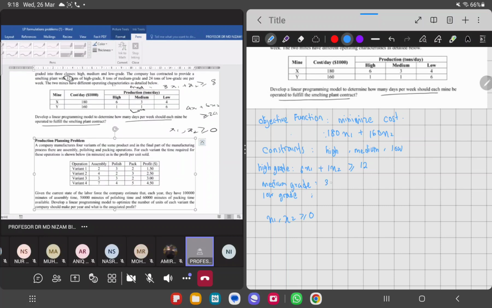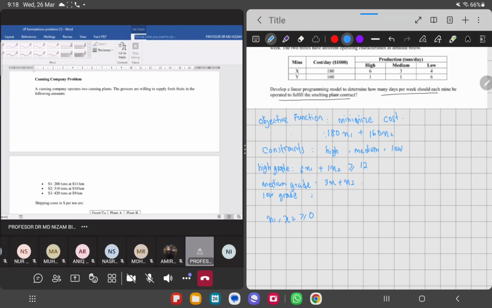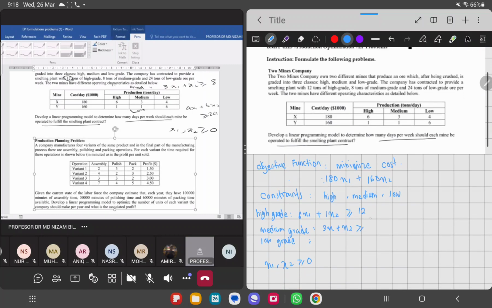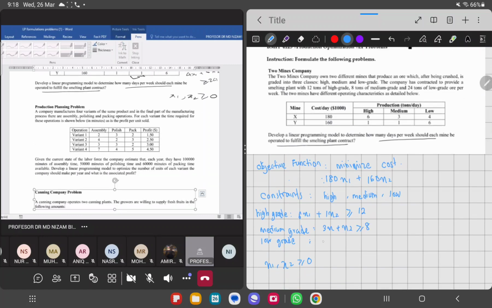So let's look at the second example. Production planning. This one, I give you again 3 minutes to read and work through and then we will discuss. 3 minutes.